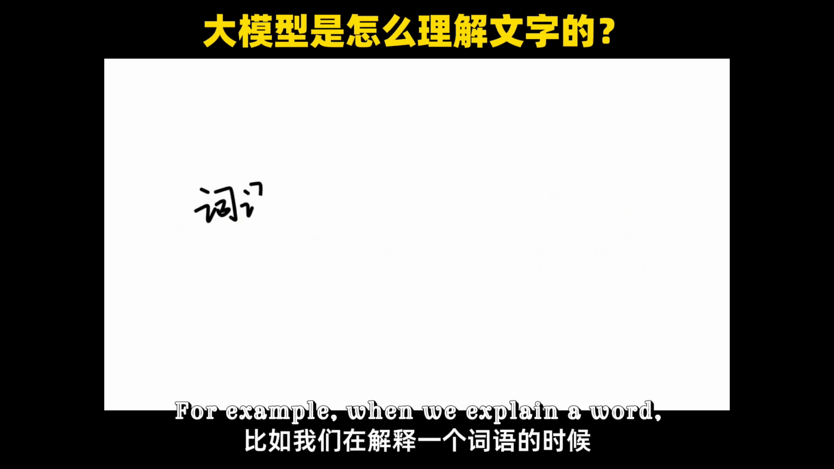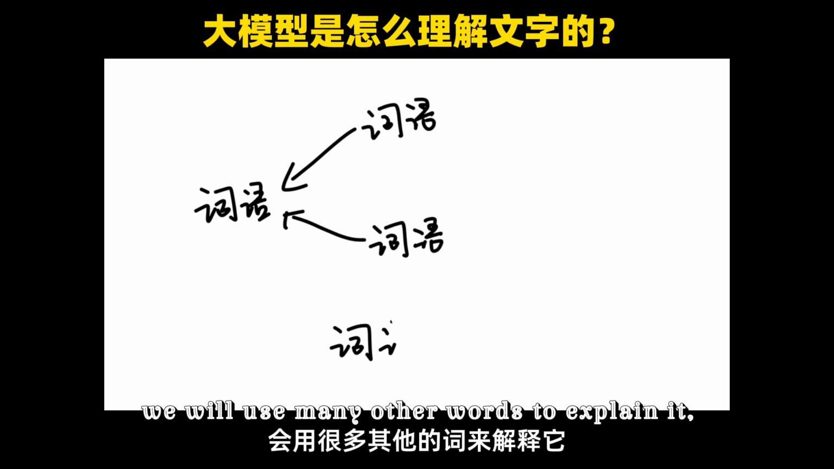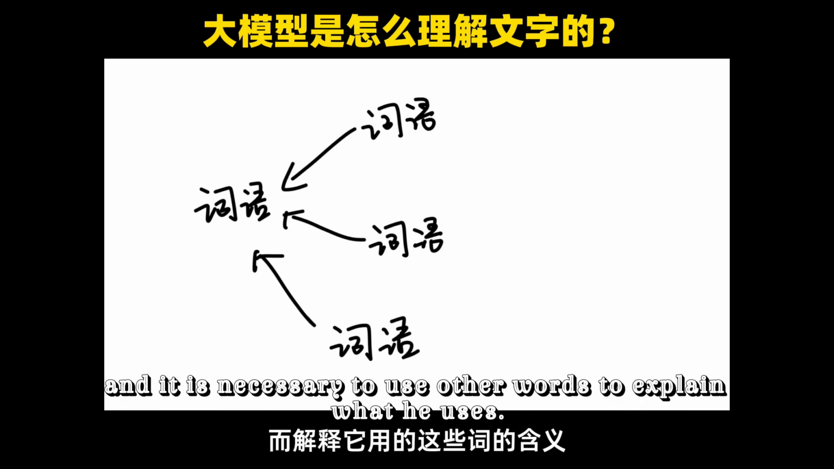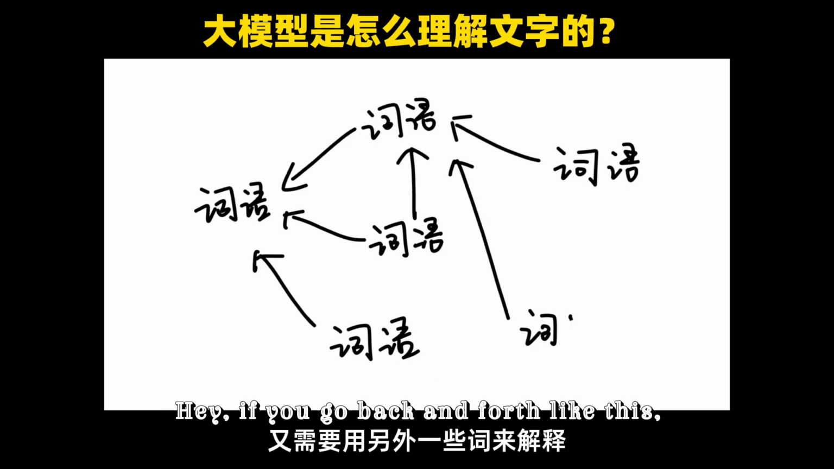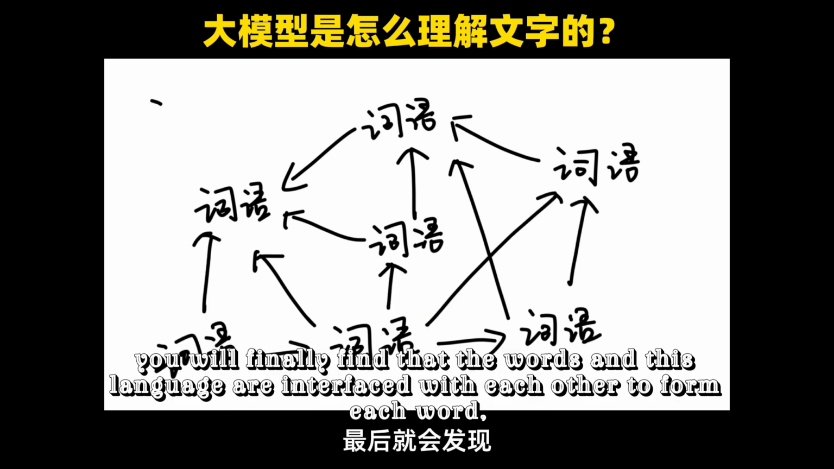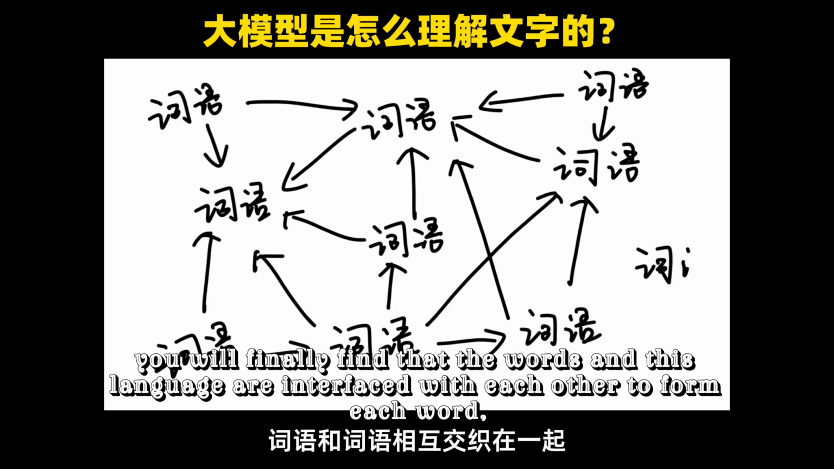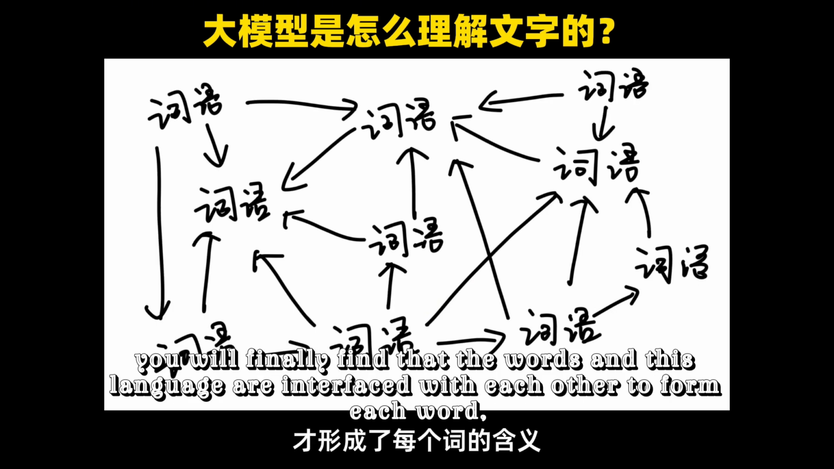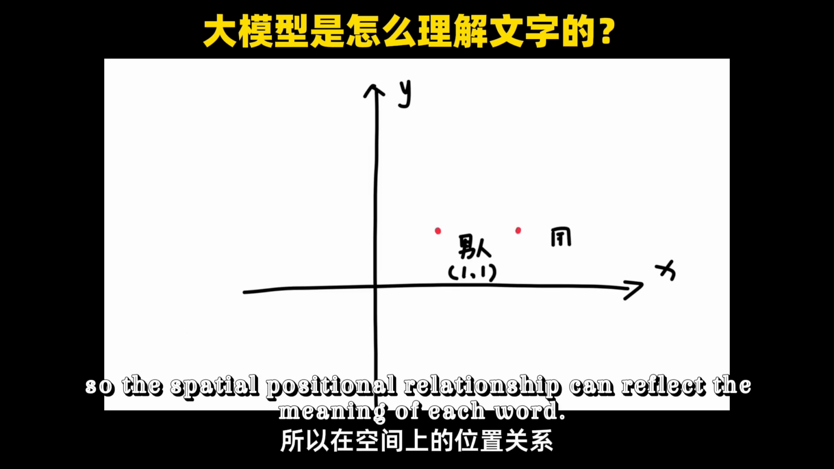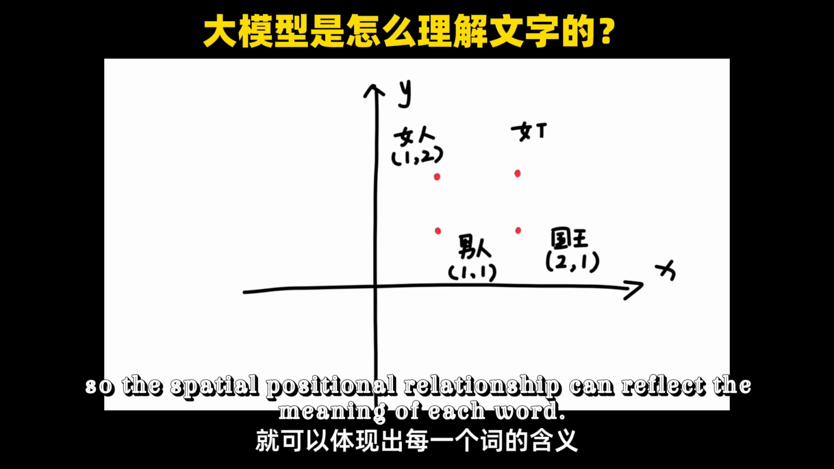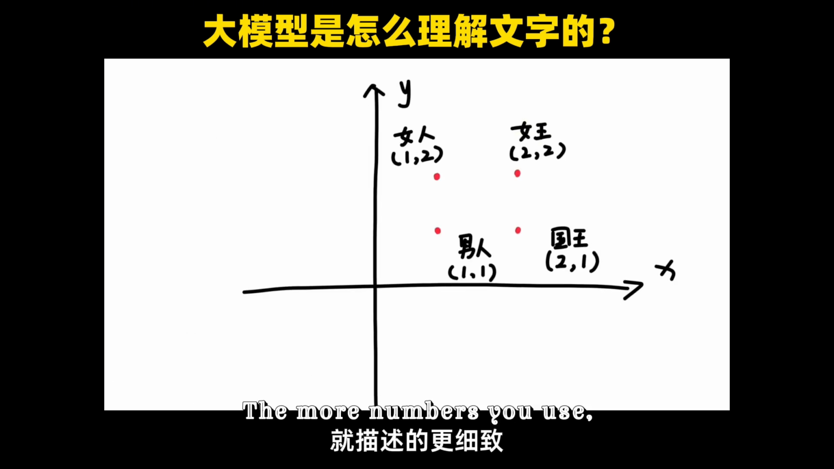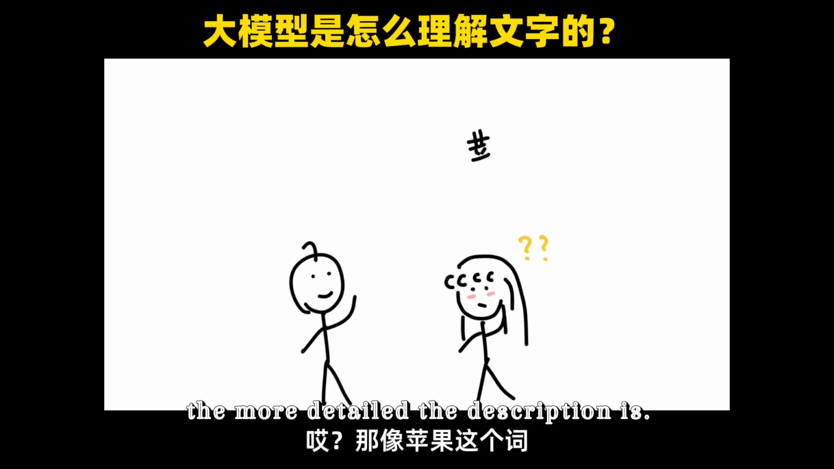For example, when we explain a word, we use many other words to explain it, and then we need to use other words to explain those words. If you go back and forth like this, you will finally find that words in a language are defined by each other, so the spatial positional relationships can reflect the meaning of each word. The more numbers you use, the more detailed the description is.